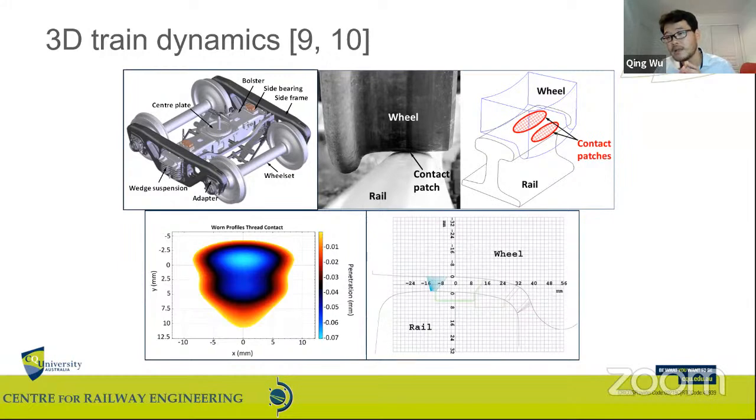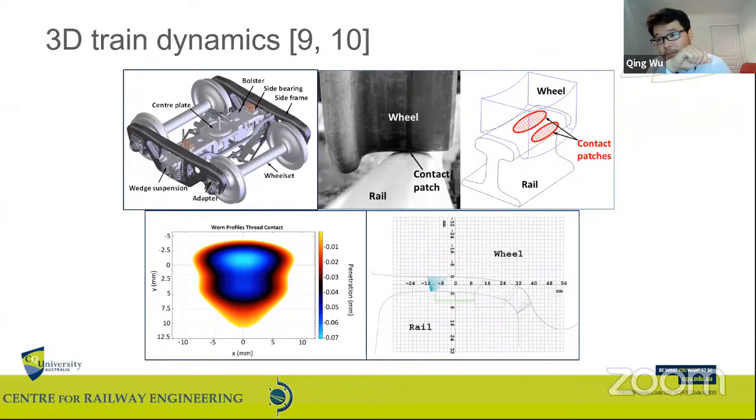It's like your 3D tire road contact modeling. The wheel rail contact modeling is probably one of the most complicated tasks in multi-body dynamics simulations. To do so, we need to consider three components. First is your geometric model. Second is your normal force model. Third is the tangential force model. I'll talk about them one by one.